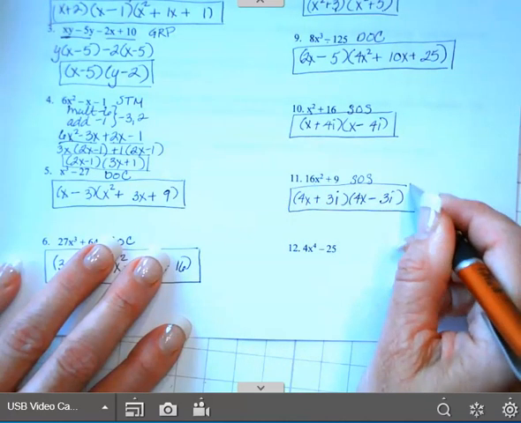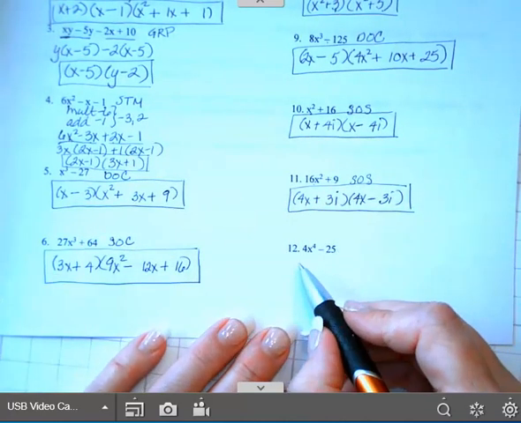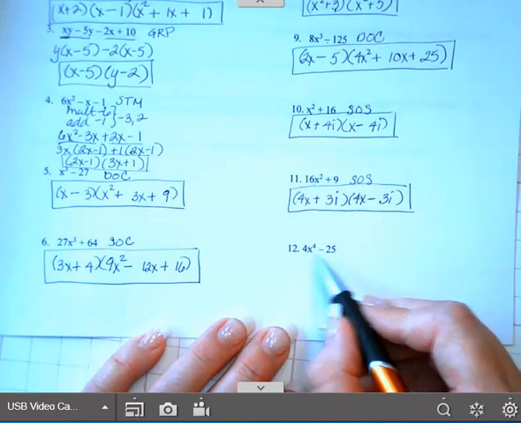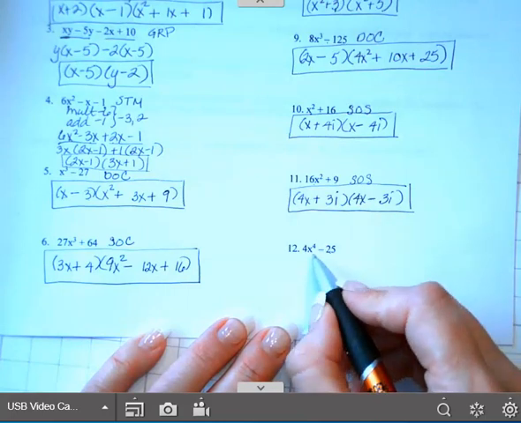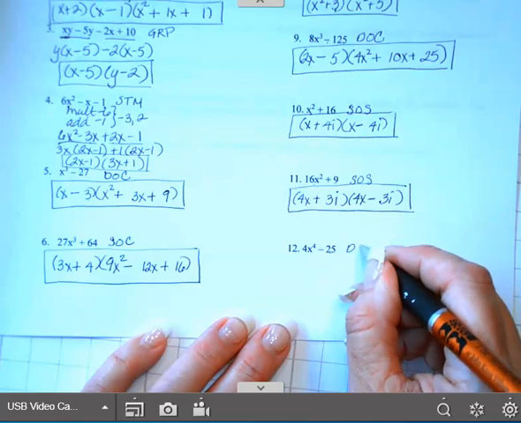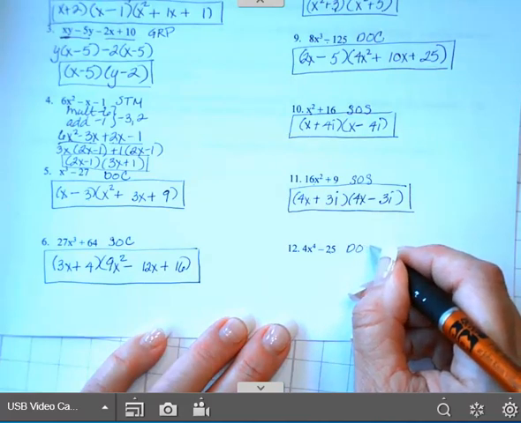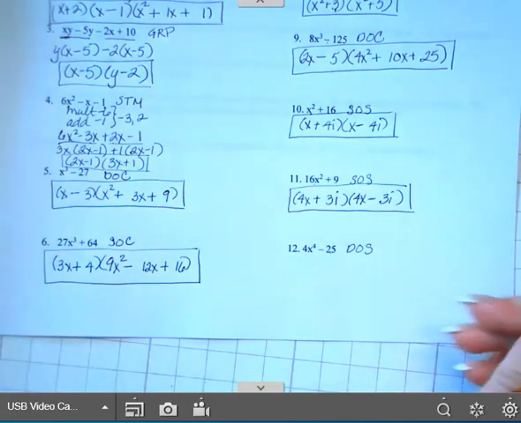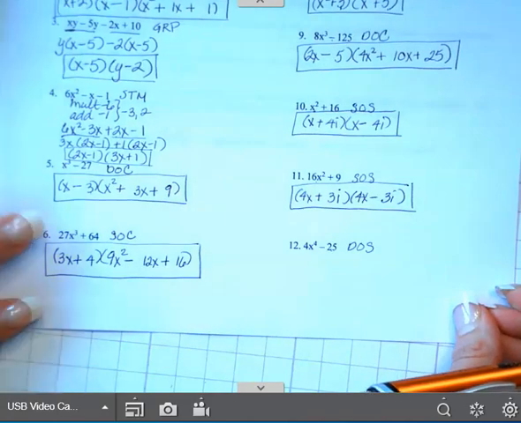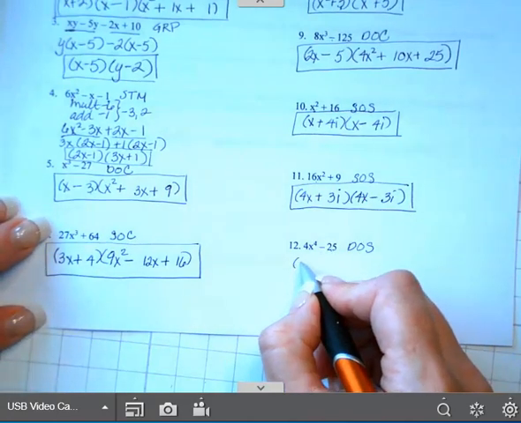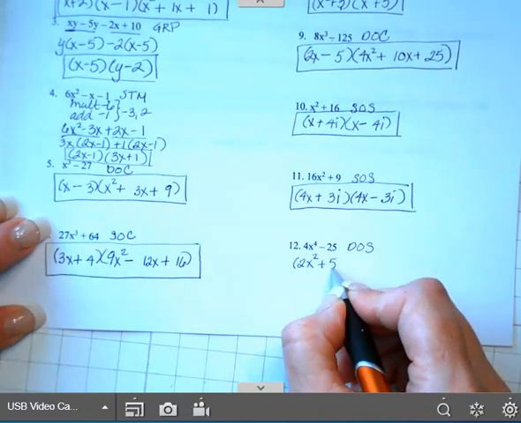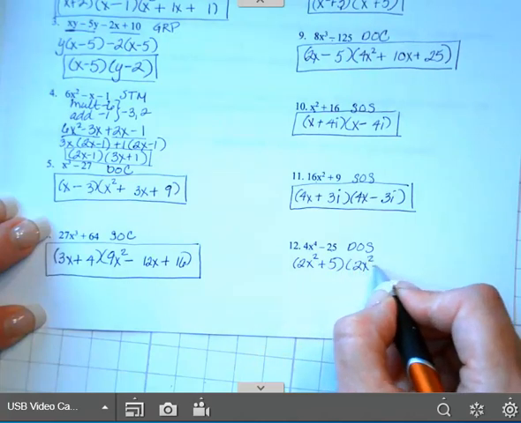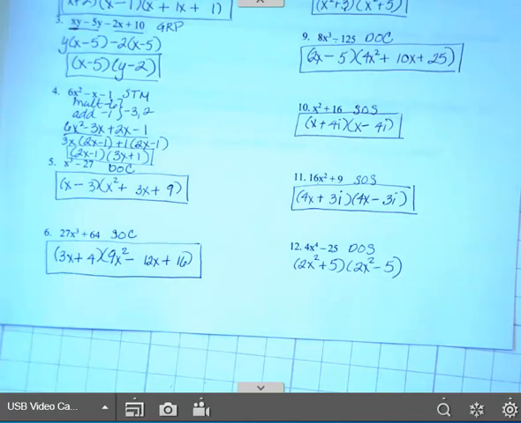And on our last example, I have two terms here. I do not have a greatest common factor. But on this one, this is a difference of squares. So I square root each of those. That's going to be 2x squared plus 5 and 2x squared minus 5. One of them's plus, one of them's minus.